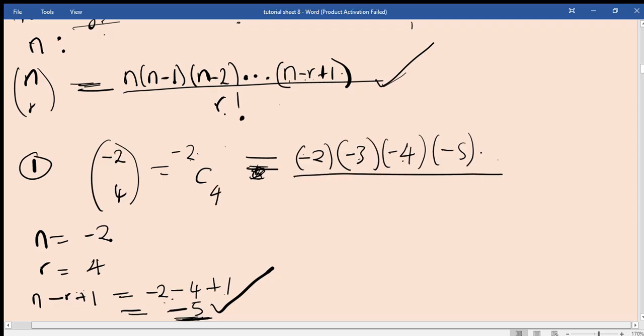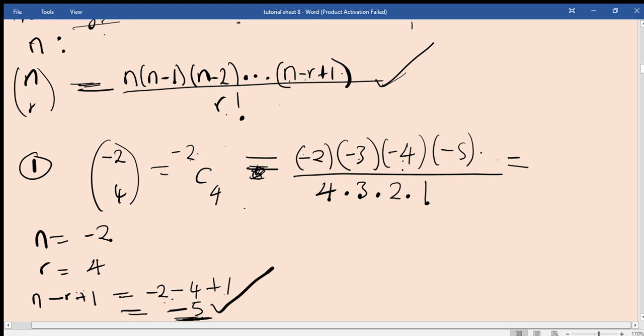R factorial is 4 factorial. It means I'm going to have 4 multiplied by 3 multiplied by 2 multiplied by 1. So when you multiply the numerator, what am I going to have? This is just as good as it.